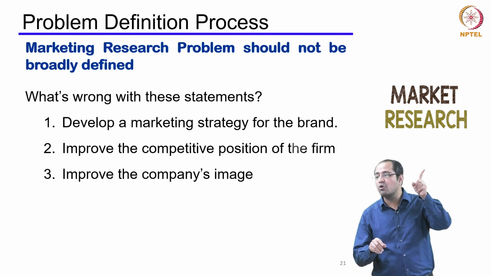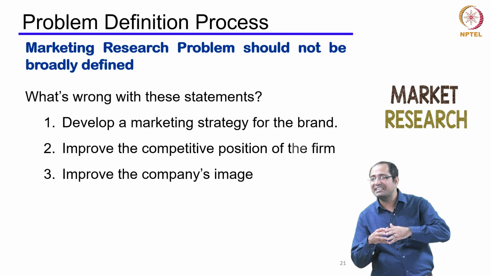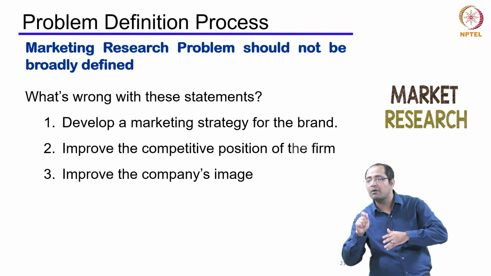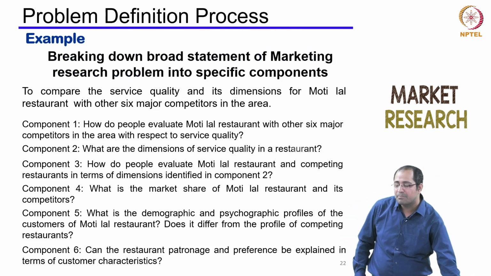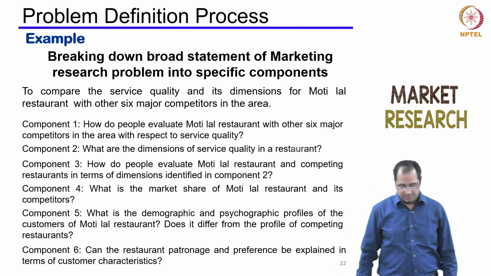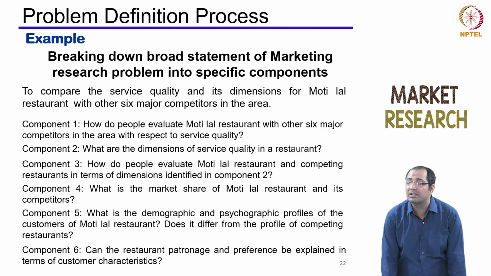Which means, if you remember, go back to our example where a company came up with a symptom saying that my sales are low and the competitor brands have reduced their prices, and the marketing researcher, without doing any of these steps, directly defined the marketing research problem focused on the price. That becomes very narrowly defined. So one has to conduct these 4 steps to define the marketing research problem precisely. This is how the problem was defined, and it is broken down into simpler components.